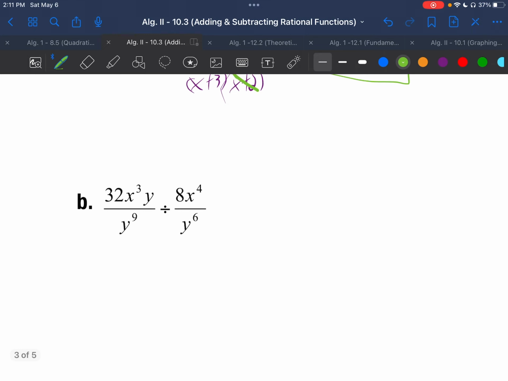On b, we need to multiply by the reciprocal instead of dividing. The first fraction does not change. The second fraction reciprocates. Now we see what we can reduce. 32 and 8 can reduce to 1 and 4, not respectively. X cubed and x to the fourth: x cubed reduces entirely to 1, x to the fourth reduces to x. Y to the ninth reduces with y to the sixth to y to the third and 1. And y to the third reduces with y to the 1 and y to the second. So on the top you get 4. On the bottom you get xy squared.